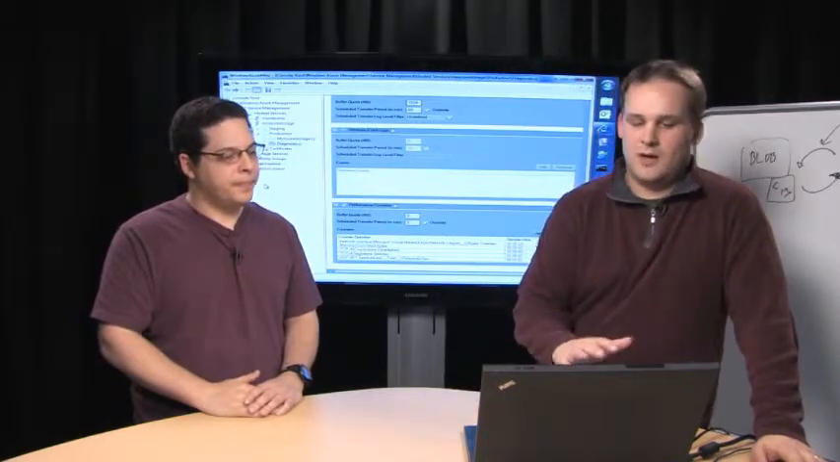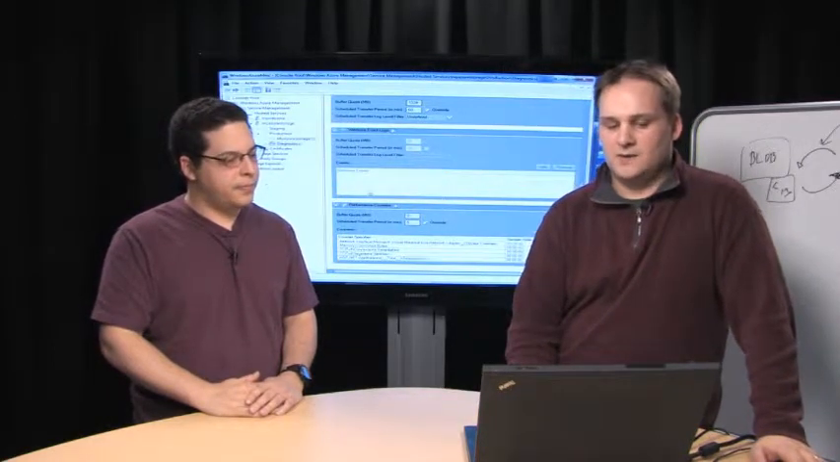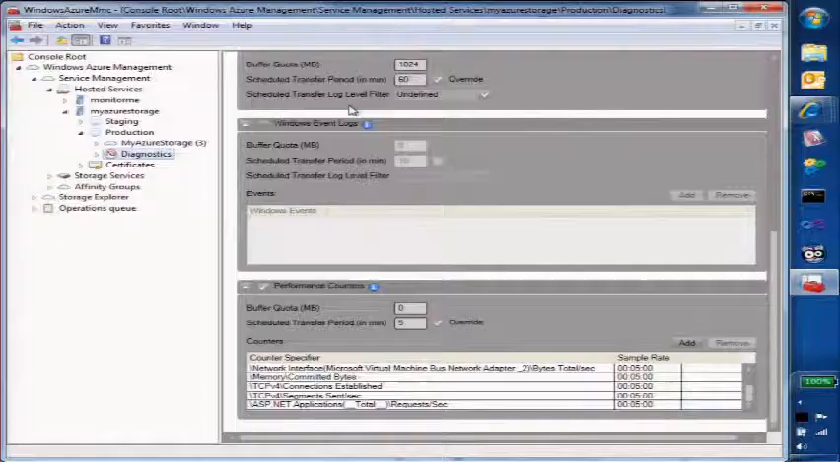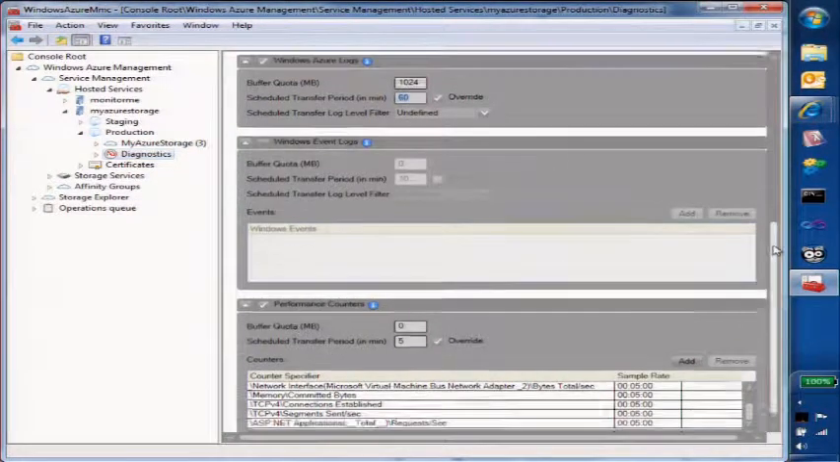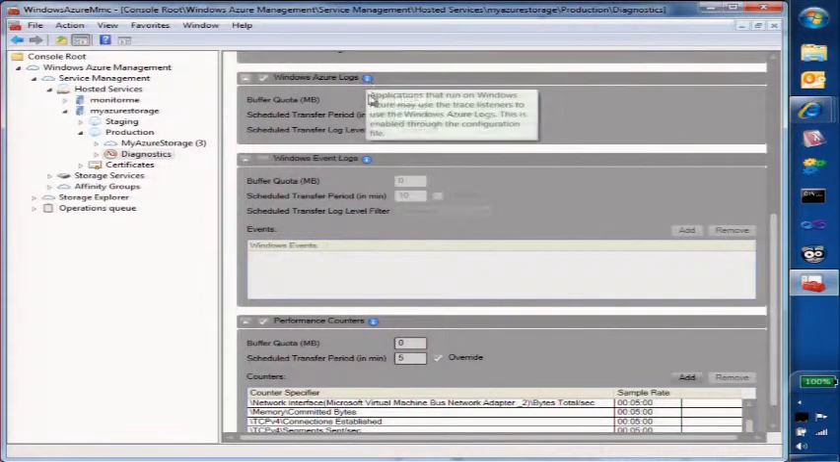Some of the things that I should point out is, you can, for instance, buffer everything locally. You'll notice, let me go look back to this diagnostics node here. If you see here in the Windows Azure logs, you'll see that we have this scheduled transfer log filter level. Well, when we collect the trace statements, you can actually filter them. So you can say, collect everything, like verbose, just trace it, buffer it locally.